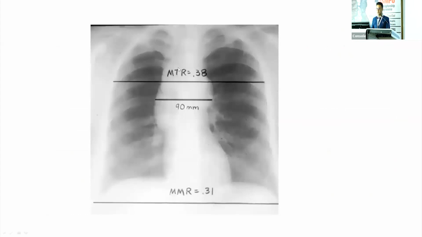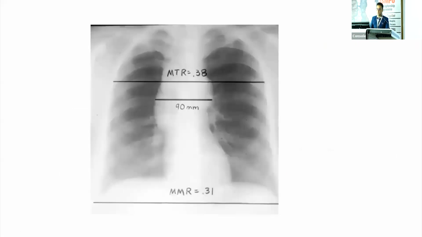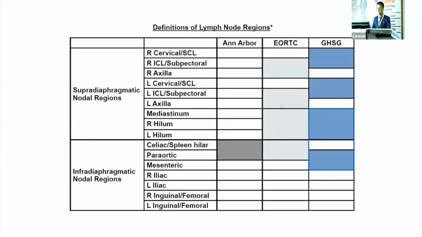In the EORTC, they take the mediastinal thoracic ratio, and in the German group, they take the maximum thoracic ratio, which is basically the tumor mass in the mediastinum divided by the maximum intrathoracic diameter, and this is the diameter at the T4, T5 level, which is taken by the EORTC. So this defines bulk. Another difference between the risk factors is the number of nodal sites. So it's 2, 3, 3. What we need to understand is that these nodal sites are different from what is shown in the Lugano or the Ann Arbor classification.